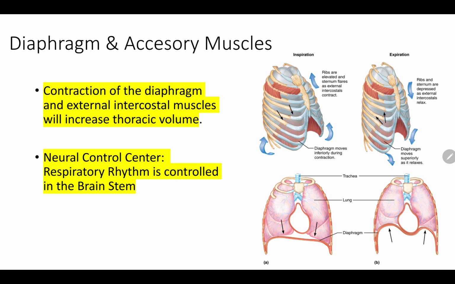However, when we're looking at respiration, breathing, it's not just our lungs that are doing the work. We also have the help of our diaphragm and those accessory muscles. The contraction of the diaphragm and the external intercostal muscles will help to increase thoracic volume, and be able to increase our volume to bring in air. Now, remember, what controls our rhythm? Our respiratory rhythm is controlled by the brain stem, specifically the medulla and the pons. That's part of the brainstem, and these are the neural control centers for respiratory rhythm.